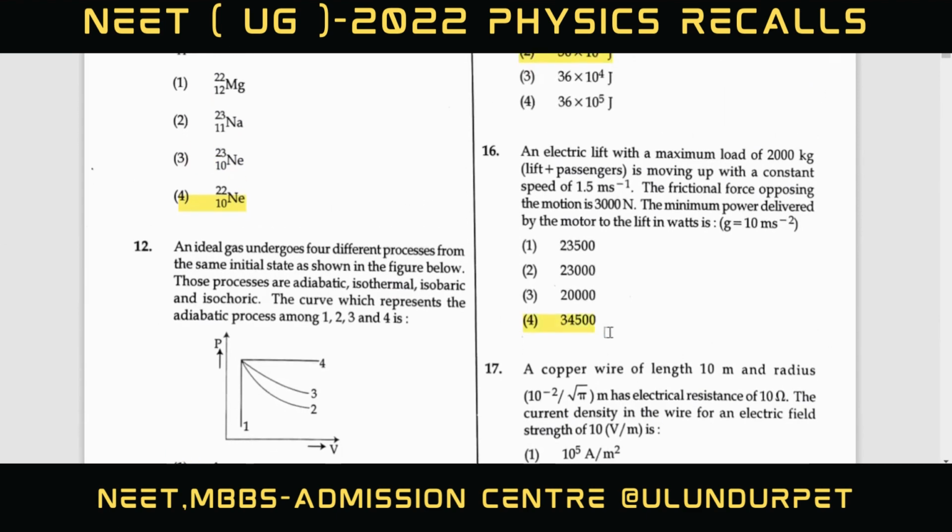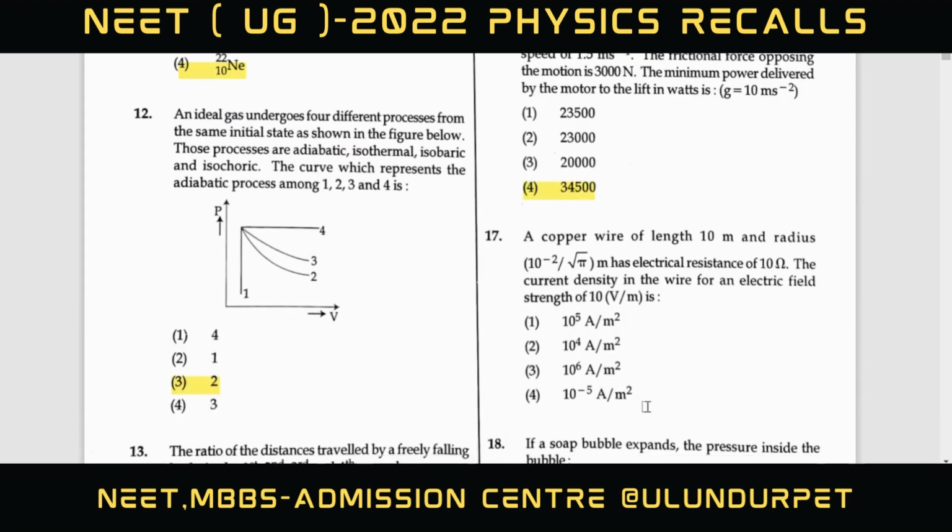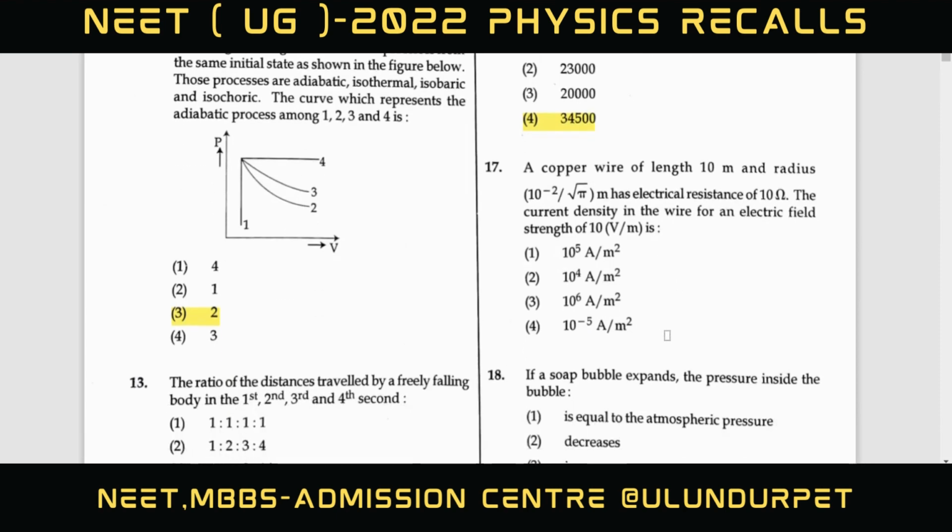17th question: a copper wire of length 10 m and radius 10^-2 by root pi m has electrical resistance of 10 ohm. The current density in the wire for an electric field strength of 10 volt by meter is. The answer is option 1.